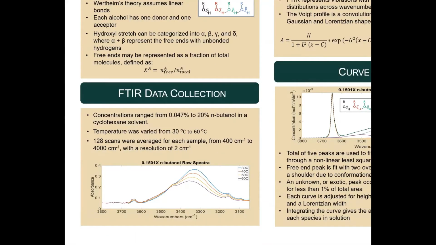FTIR data is collected on n-butanol and cyclohexane with a variety of concentrations and temperatures ranging from 30 degrees Celsius to 60 degrees Celsius. Shown here is a 15% raw spectra, and across the wave number range, there is a noticeable change in area as temperatures varied.